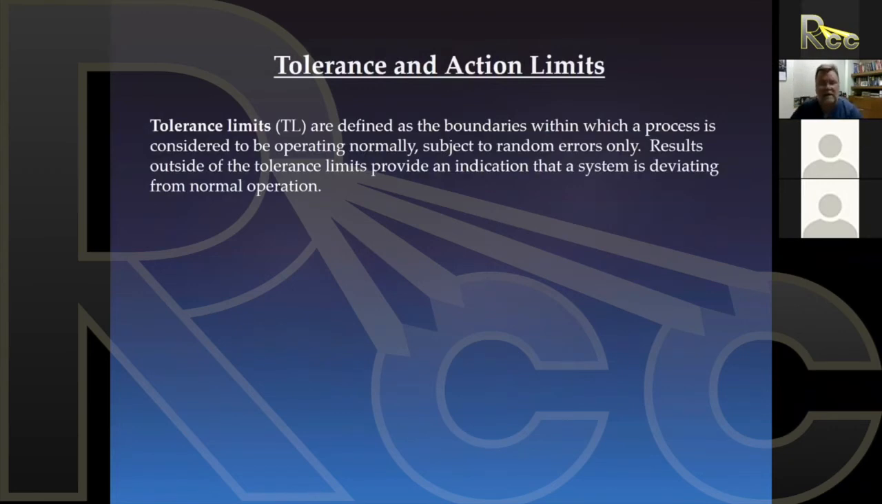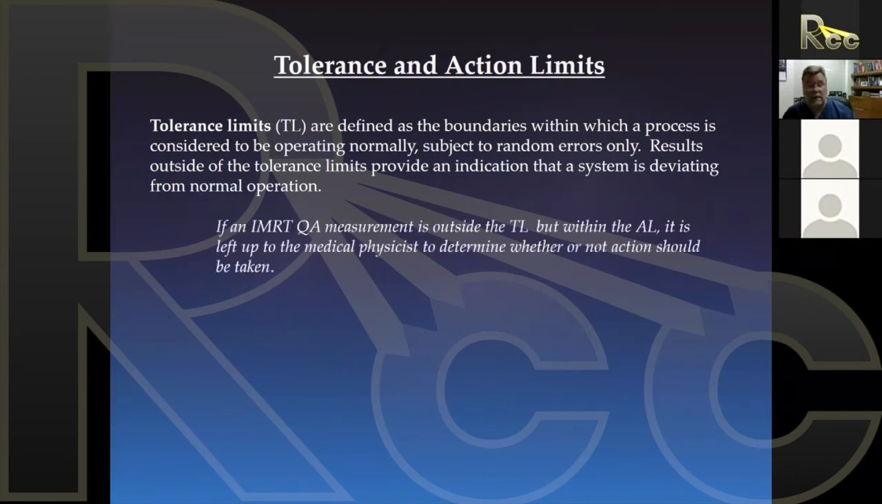They say tolerance limits are defined as the boundaries within which a process is considered to be operating normally and just subject to random errors only. If an IMRT QA measurement is outside a tolerance limit, but within an action limit, which we'll talk about in a minute, it's left up to the medical physicist to decide whether we should do something about it.